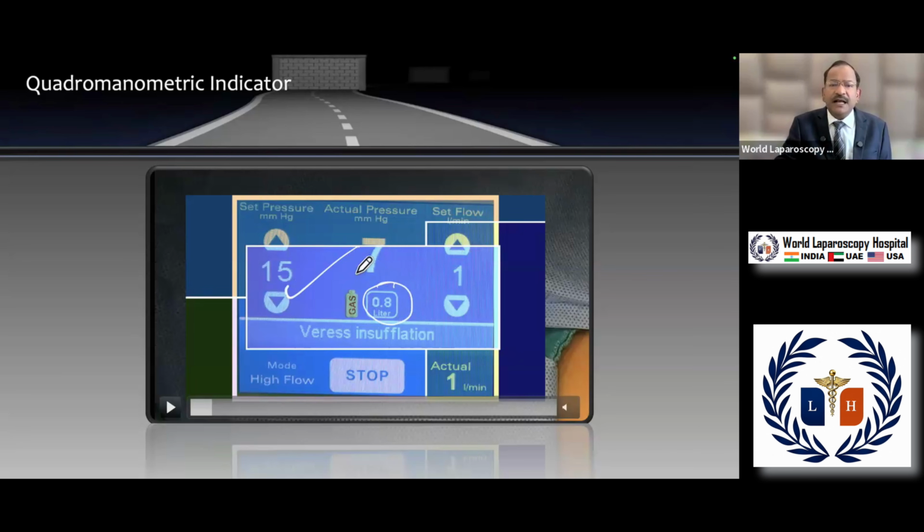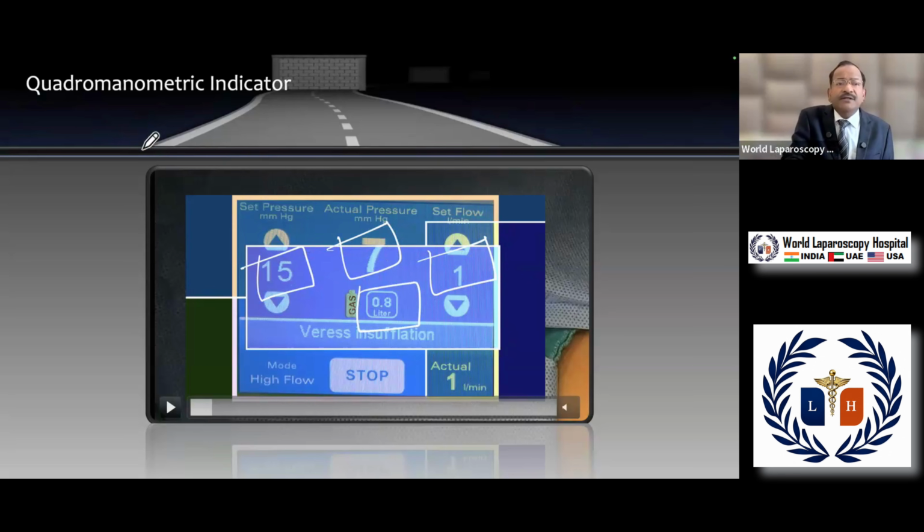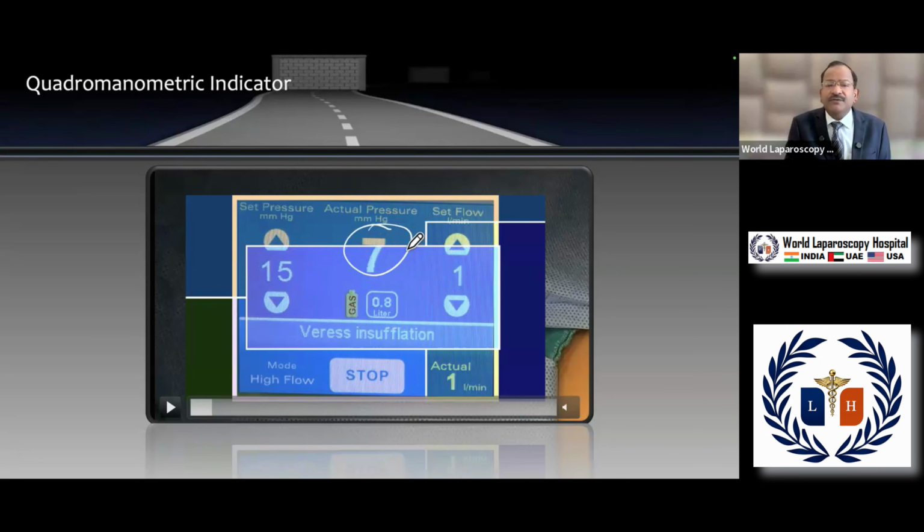So this is preset pressure, actual pressure, flow rate and total amount of gas used. The flow rate shown here is extra in the Storz insufflator, but preset pressure, actual pressure, flow rate and total amount of gas used are a must in every insufflator of the world, and that is why it is called a quadro-manometric indicator. Quadro means 4, manometric indicator. And initially, for the first few seconds, it should be single digit.